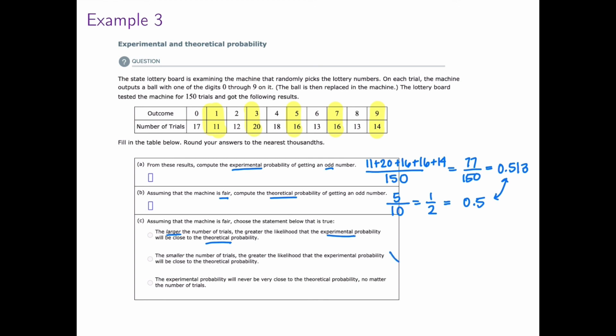That one is false. The more trials we do, the better our experimental approaches our theoretical. And the third one, the experimental probability will never be very close to the theoretical probability no matter the number of trials. That one's also false because we know the more trials we do, the closer our experimental probability should be to our theoretical. So we're going to go with the first one.